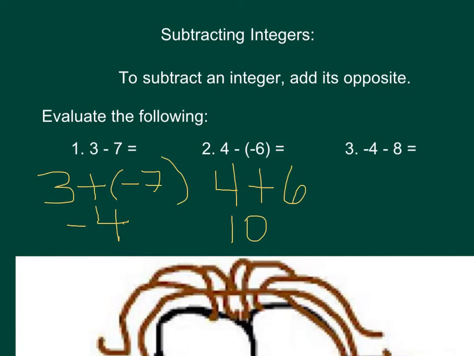The last problem is negative 4 minus 8. The opposite of 8 is negative 8. So that means this problem is the same as negative 4 plus negative 8. The sum of negative 4 and negative 8 is negative 12.